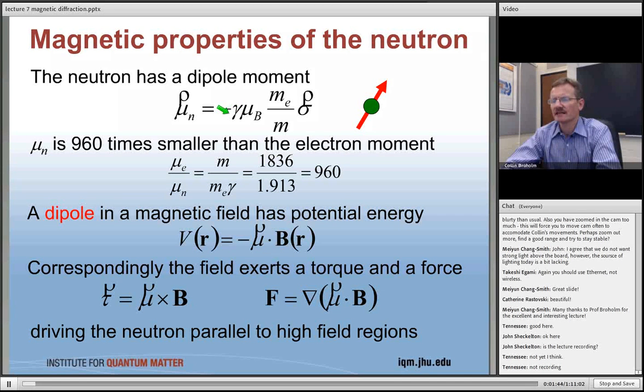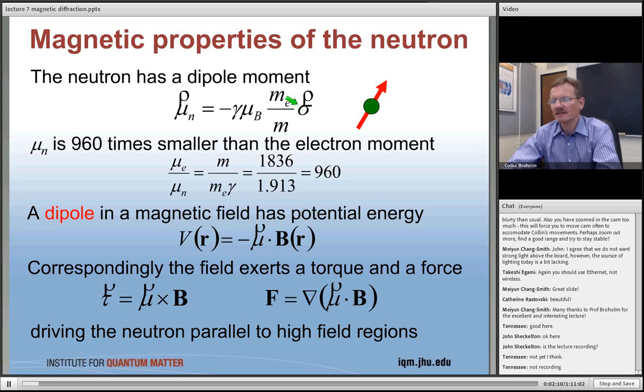Here's the gyromagnetic ratio, 1.97 for the neutron. The Bohr magneton, 9.24 times 10 to the minus 27 joule per Tesla, and the ratio of the electron mass to the neutron mass. And this is the Dirac matrix, the Pauli matrix, and this is this blemish over here, and I apologize for that. So the Pauli matrix is sitting there.